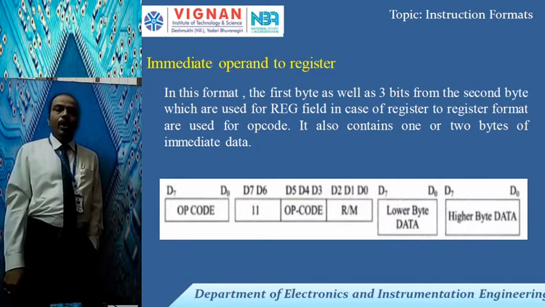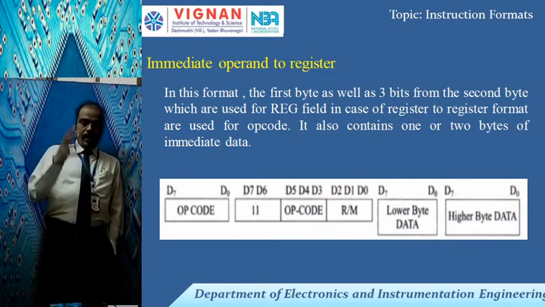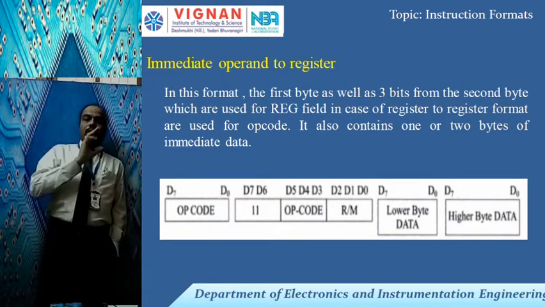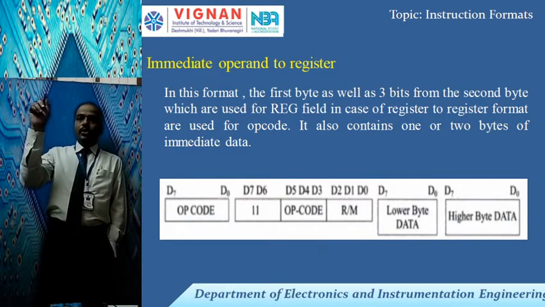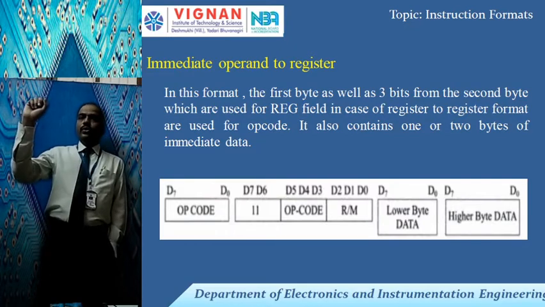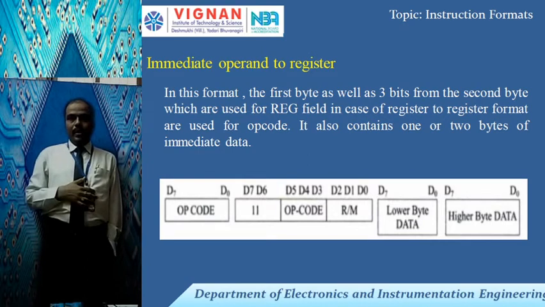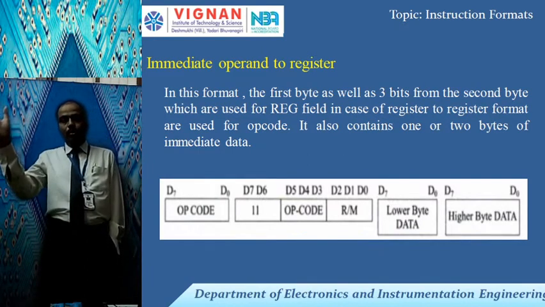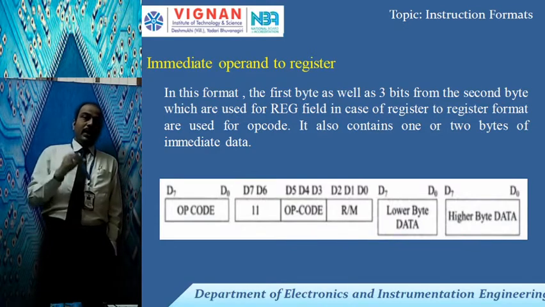Next, immediate operand to register. There are some register instructions which can move data directly onto the register. Move AX, 5000H. The 5000H is a direct operand, that is the data to be operated. So the 5000H is directly moved to the AX register. That is nothing but immediate addressing.